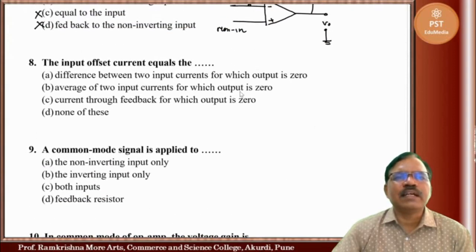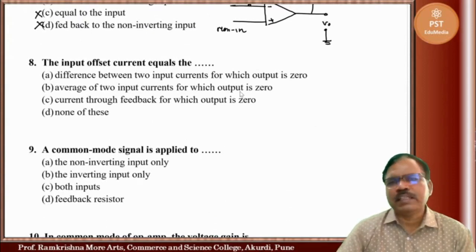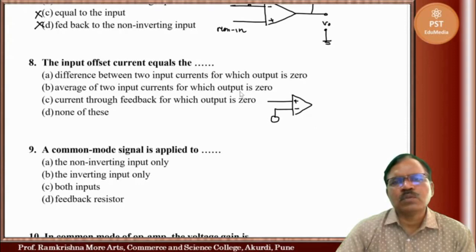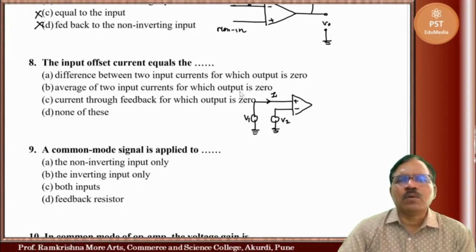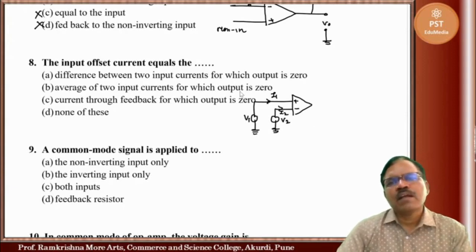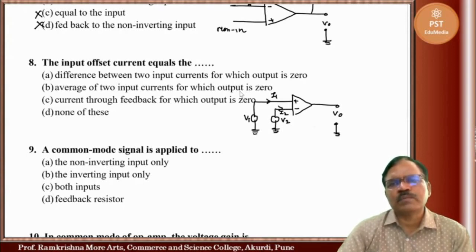The input offset current equals, what is input offset current? Now input offset current means, suppose we have operational amplifier. These are two input terminals. Suppose we apply signal here and signal here, V1, V2. Current will flow through this, current will flow through this. Now we can change input voltages so that currents will change. And here we have V0 output.